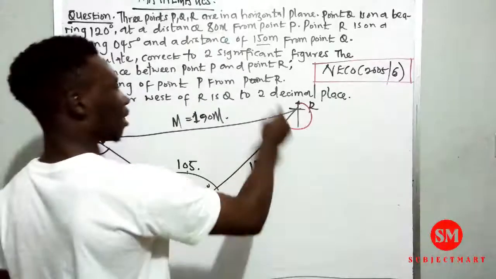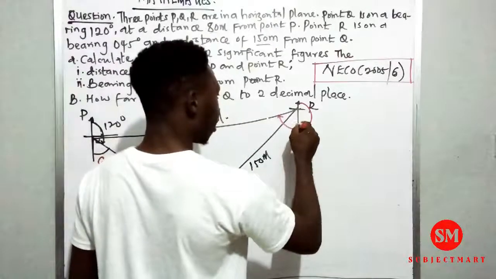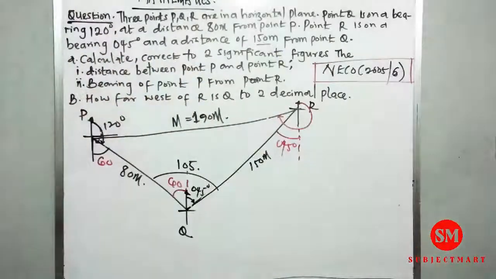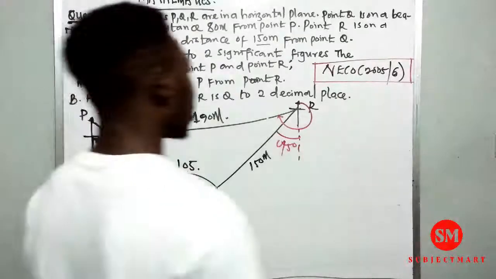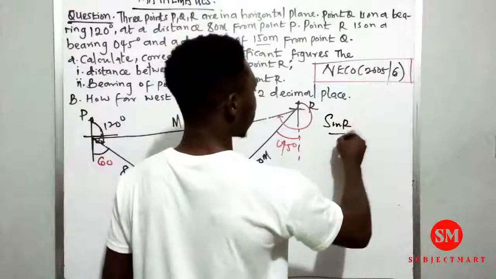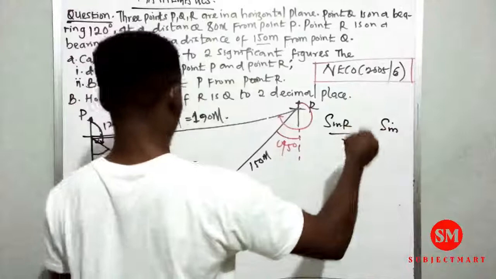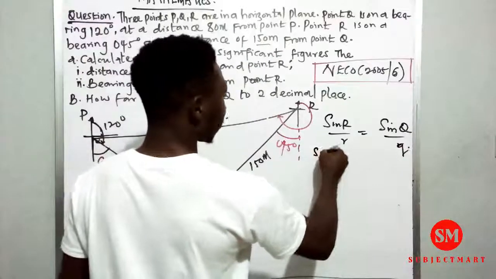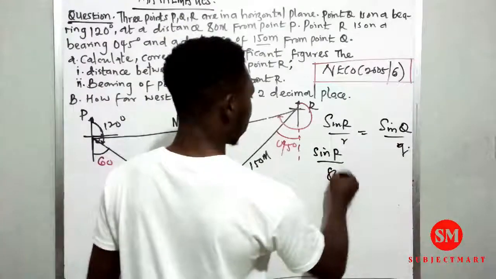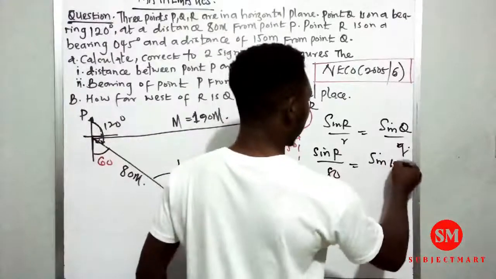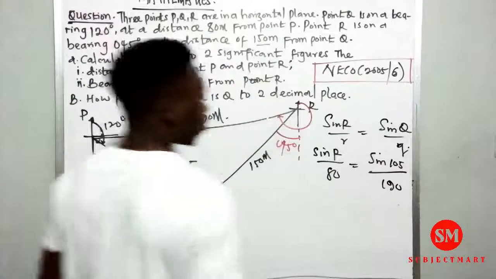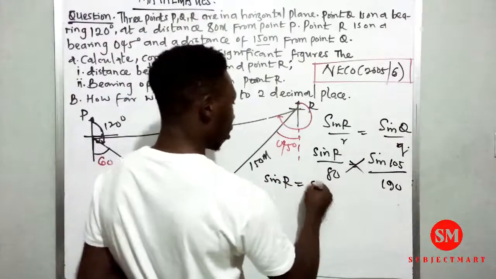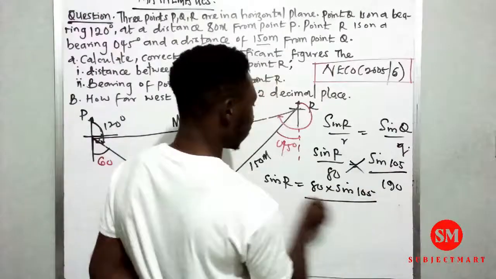Now, before we find it, we have to know this internal angle. If here is 45, then here is 45, too. But we have to find this internal angle. So, looking for this internal angle, we have to use the sine formula. The sine formula says that sine big R over small r is equal to sine big Q over small q. We're looking for R here. So sine R over our small r, 80, is equal to sine 105 over our q here, 190. So we're looking for sine R. Cross multiply: sine R here is equal to 80 times sine 105 divided by 190.